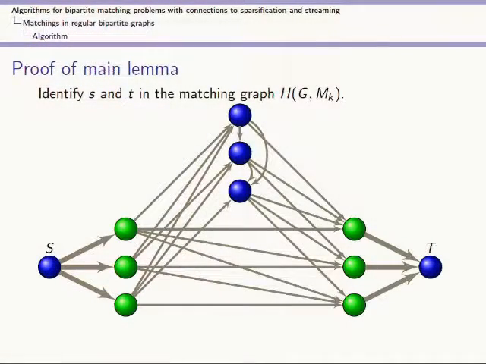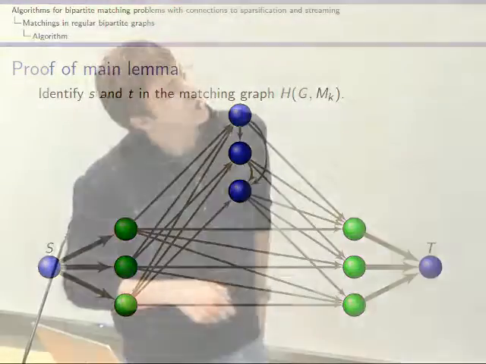Good. So now let me prove this statement. The proof will be very simple. And it will be convenient to modify the matching graph a little bit. Let's look at the nodes at the source and the sink, and let's merge them into one supernode.